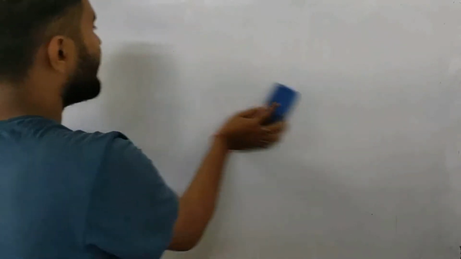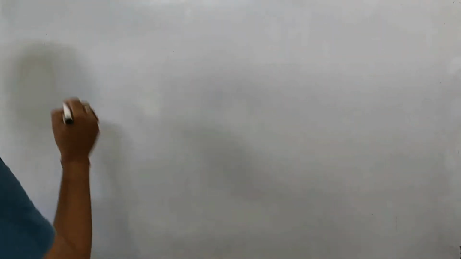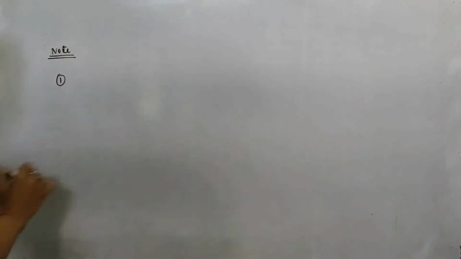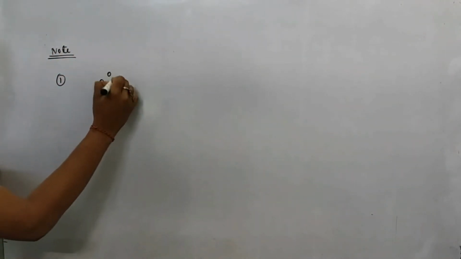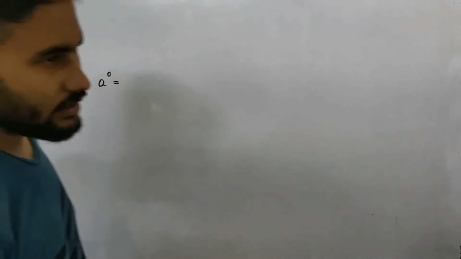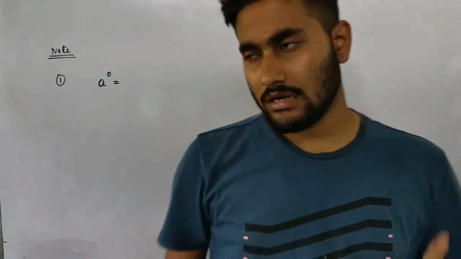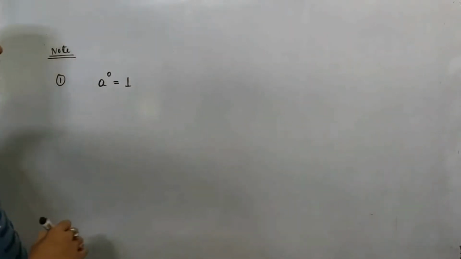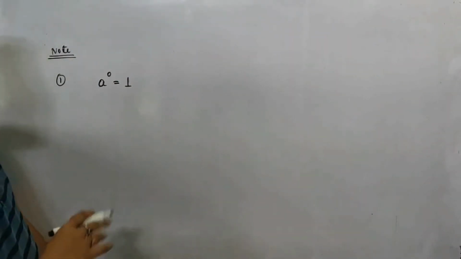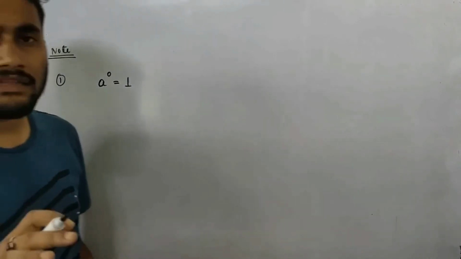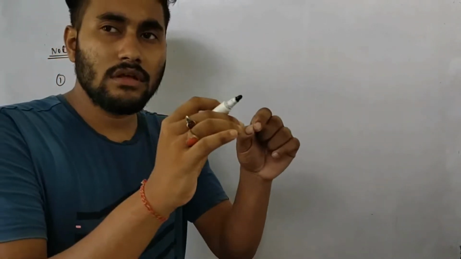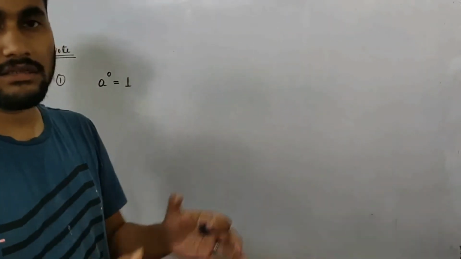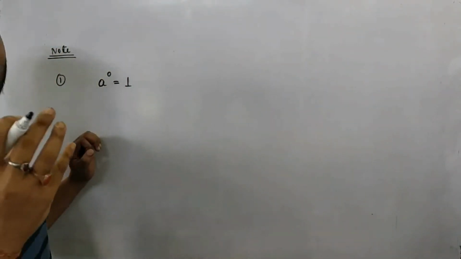Now two important values of logarithm. Number 1. Just tell me what is the value of a to the power 0. Very simple. Anything to the power 0 is what? 1. Anything to the power 0 is 1, right? And we know what logarithm is. What do we find in logarithm? The exponent we find, right, to that base. The value of that exponent.